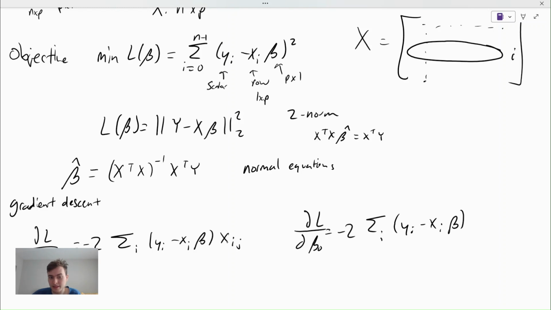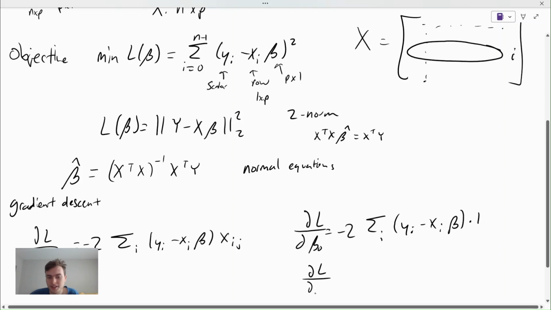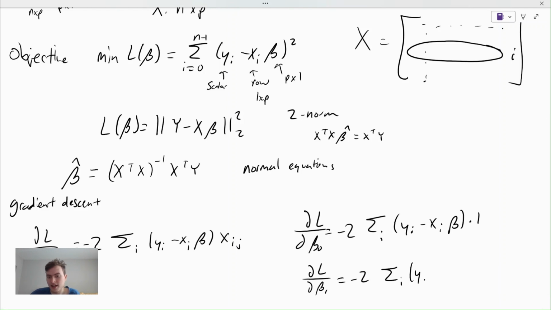And then we need to multiply xij. For the 0th column, xij is just our column of ones, right? So for the bias term, we're just multiplying by 1 every time. For the first slope term, we're doing the sum over i of (y minus xi beta) xi1. So it depends on that value in the first column of X.